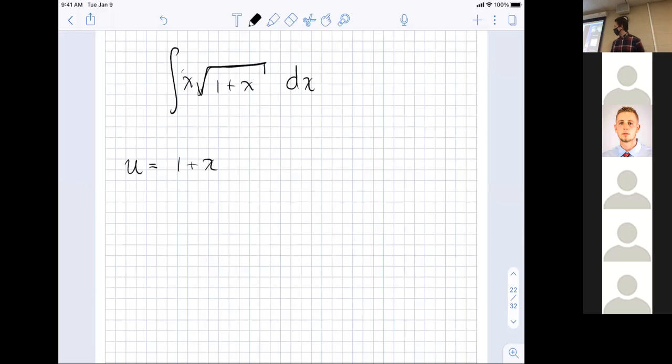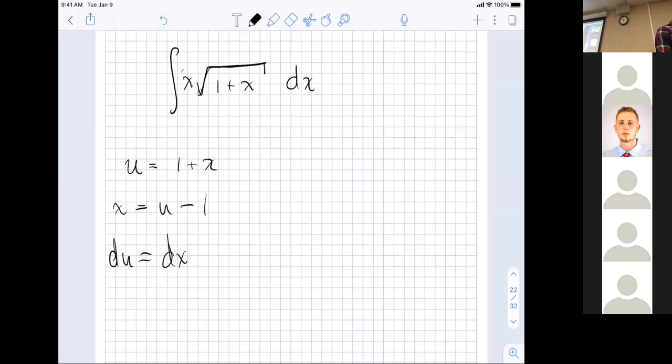And this is a case where you're going to have to solve for x. So if U is 1 plus x, then x is U minus 1, right? And what is du? Well, if U is 1 plus x, then du is just dx, right? The derivative of the right-hand side is just 1. And so the du is just dx. Or dx is du, however you want to look at it.